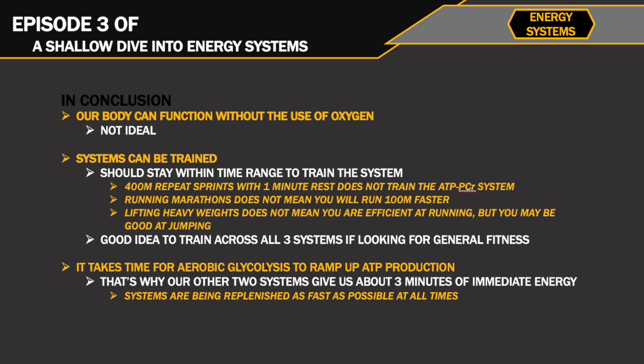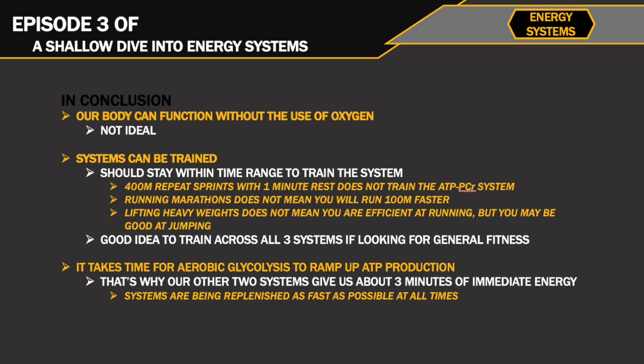To train a certain system, we want to stay within the time range in order to get the best result. When we look at examples of where people maybe go wrong, 400-meter repeat sprints with a 1-minute rest does not train that ATP PCR system. Running marathons doesn't mean you necessarily run 100 meters faster. And lifting heavy weights does not mean you're going to become efficient at running. However, because you trained that ATP PCR system, you may develop good athletic abilities to help you with jumping.